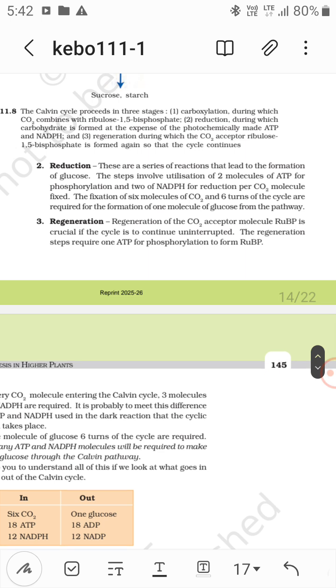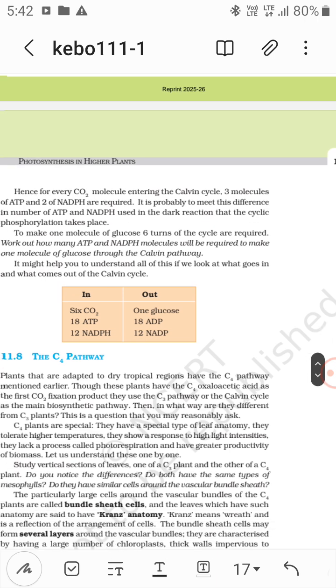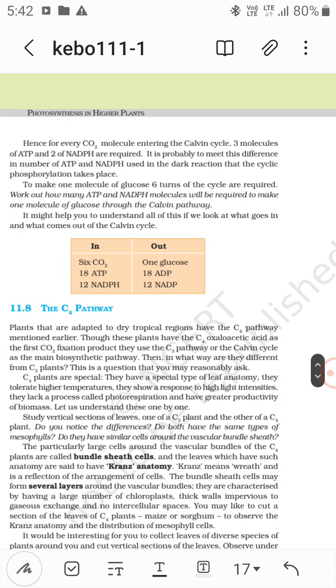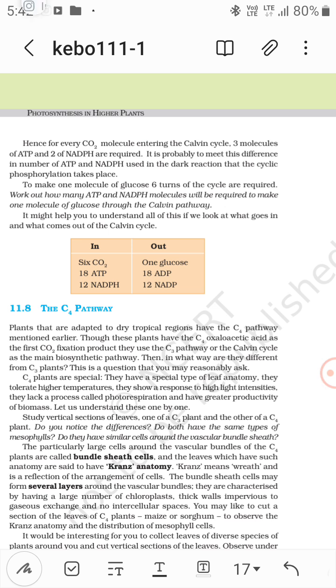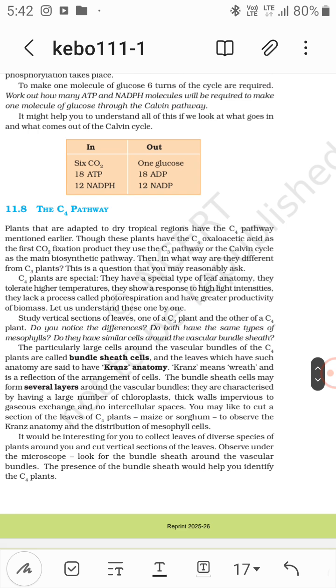Now regeneration of the CO2 acceptor molecule RuBP is crucial if the cycle is to continue uninterrupted. This involves 1 ATP. Now in all, 6 CO2 are used for 1 glucose, 18 ATP are used, and 12 NADPH are used, forming 12 NADP.